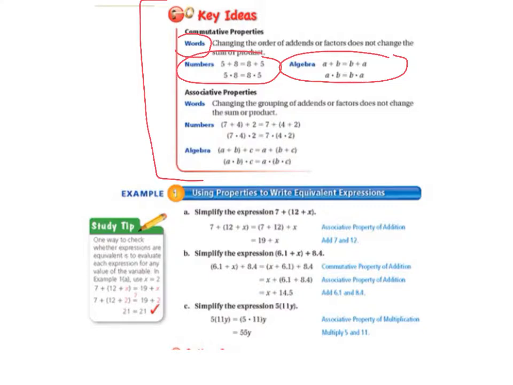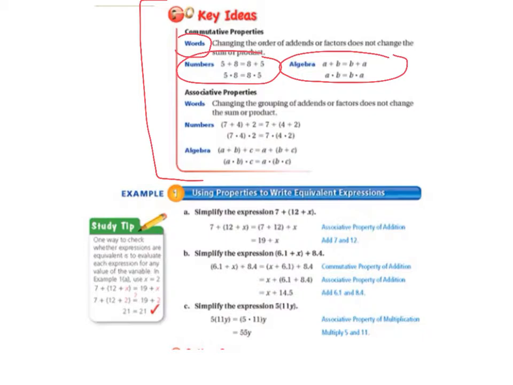And then copy the definition for associative properties. So that is when you change the grouping of addends or factors, and that does not change the sum or the product. So that's when you change how things are grouped in order to make things easier to multiply or to add, and it doesn't change your answer. So be sure you copy all of this that's in the key idea box into your math notebook.